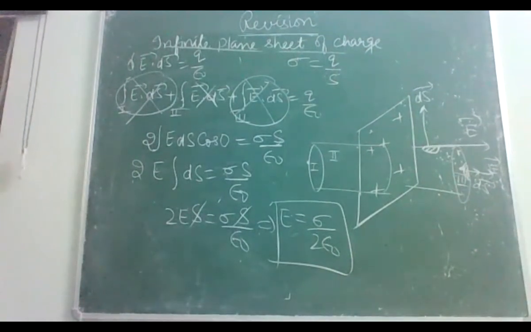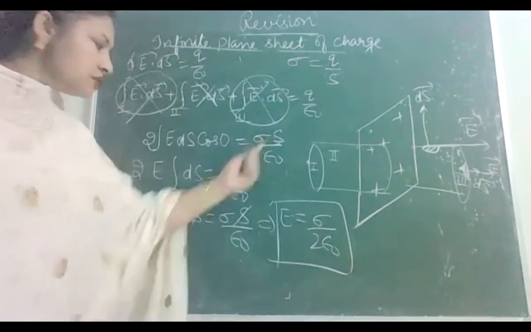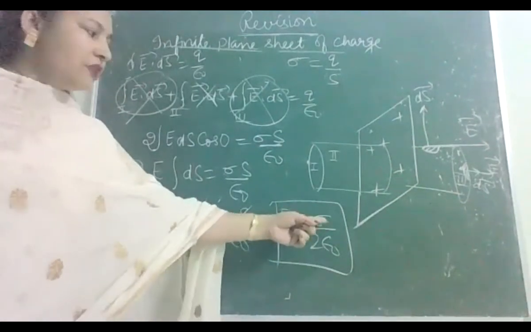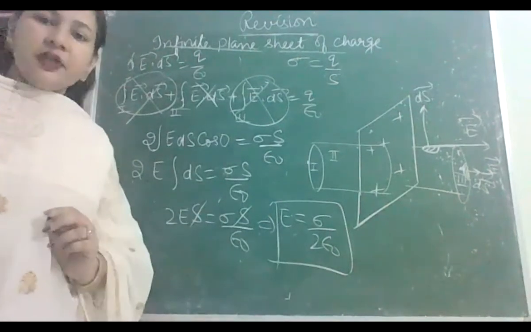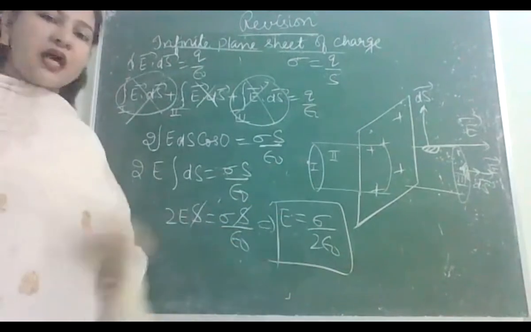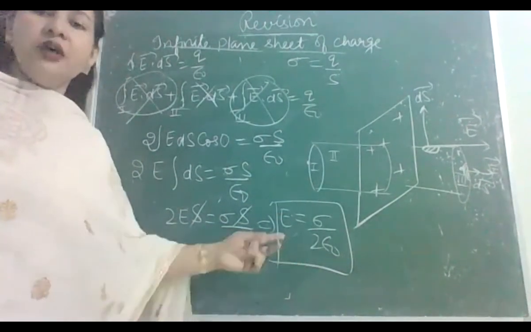And if the sheet were thick, charge would get distributed over the back surface also. So we'd have 2S here also, and the 2 would have gone, and we would be left with sigma over epsilon naught only. Okay students? So for a thick sheet it is sigma over epsilon naught. This is for a thin infinite plane sheet of charge.